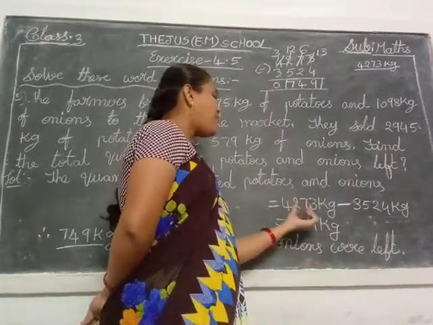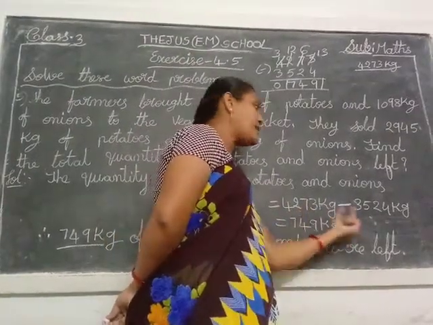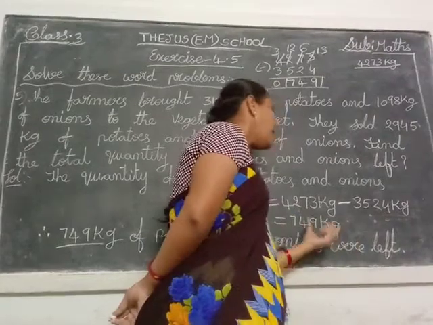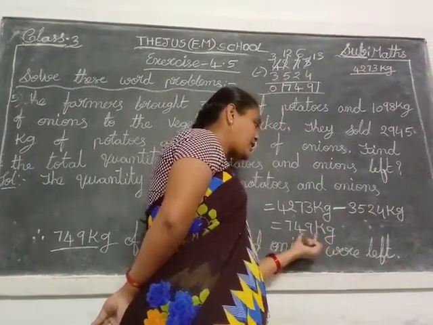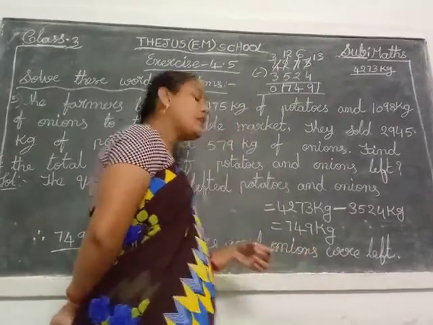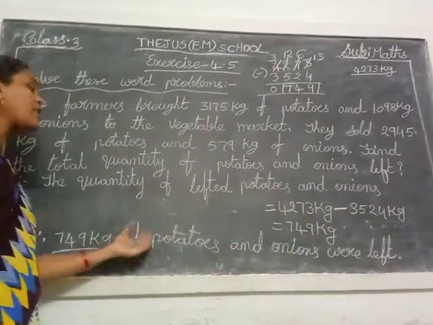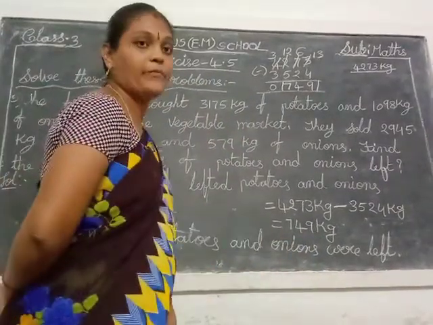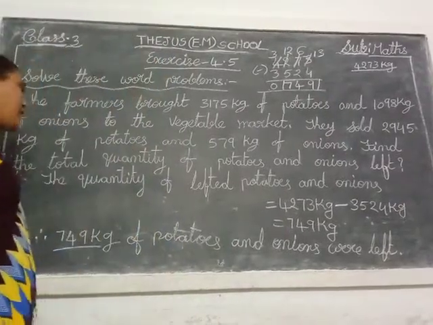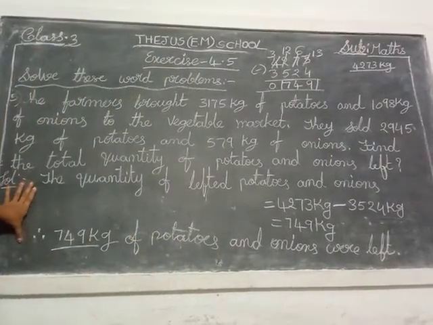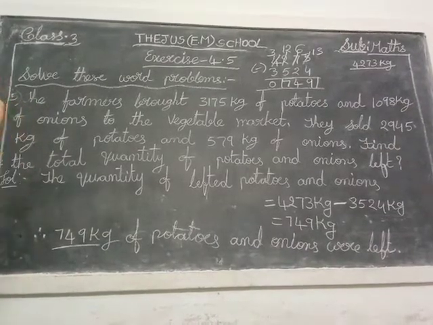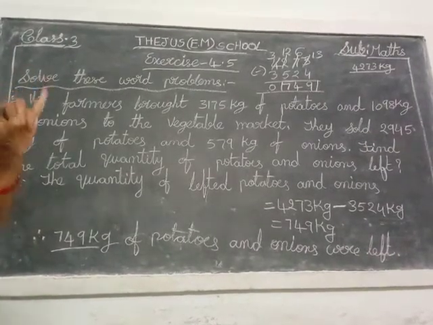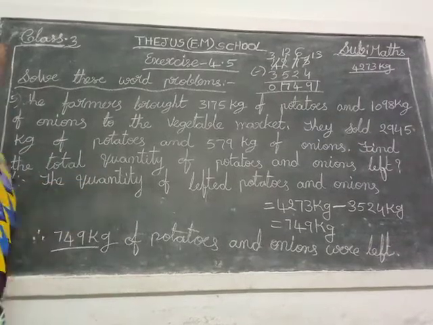Okay, so first brought potatoes and onions and sold potatoes and onions. You do the subtraction between these two numbers, the answer is 749 kgs. So here 749 kgs of potatoes and onions were left. Okay, children, note this part also now. So three parts, children. First one brought part, second one sold part and this one left part. Okay.